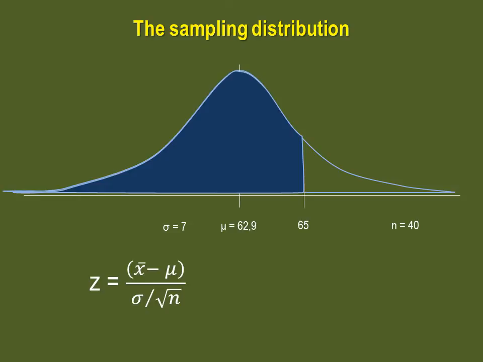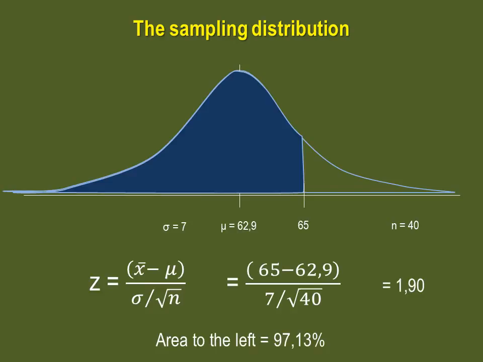And then we must find the z-score for this, so simply by changing the numbers, we get to a z-score of 1.90. So 1.90, the area to the left of that z-score in the z-score table, is 97.13%. So we have a 97.13% chance of getting a sample with a mean that is lower than 65.